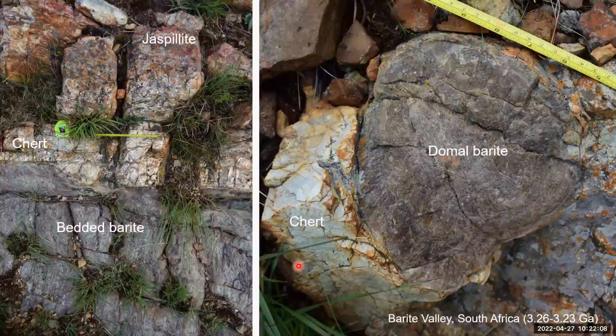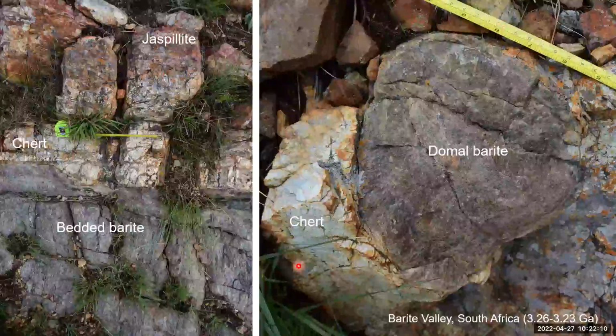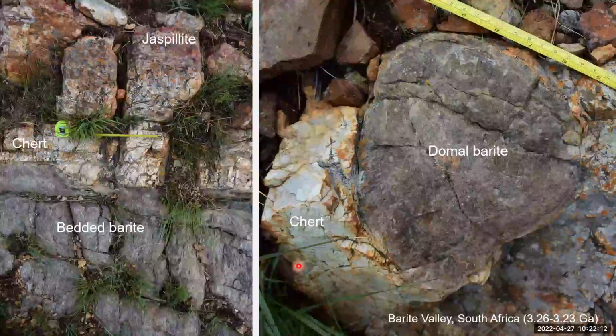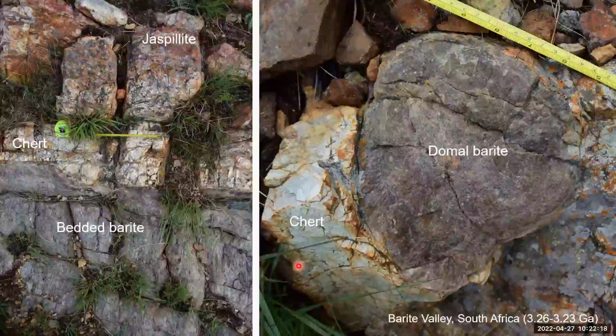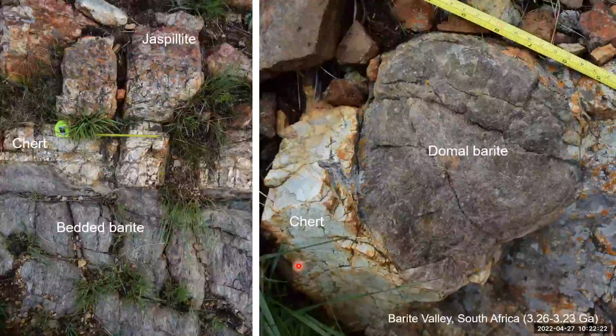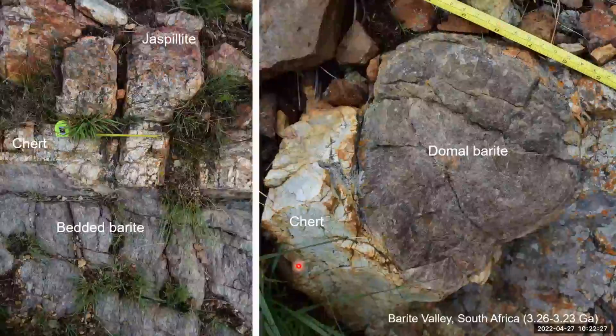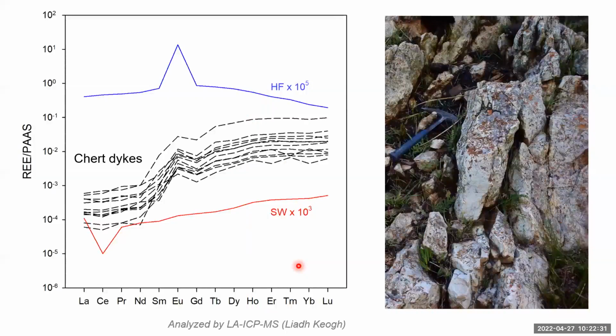So there is a strong association between chert, so amorphous silica, and barite. And that is in itself suggestive of some hydrothermal setting. This is also something we see in modern day hydrothermal systems. Barite and silica are often associated with each other. And so what we did is look into the chert to try and figure out what kind of hydrothermal system this is. So we measured the rare earth element composition of the chert.